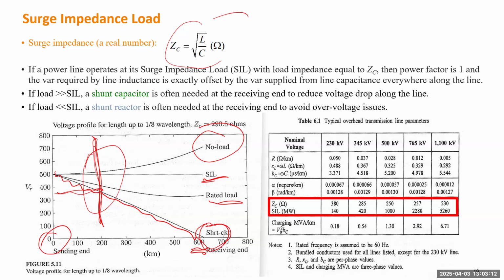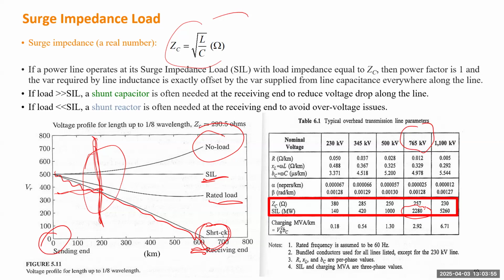But based on this table, if you have a 765 kV line, that's a very high voltage line. The surge impedance load is 2,280 megawatts. You cannot believe it, maybe if you can build this very long transmission line, they're delivering 2 gigawatts of load from one point to another point. But what if the load decreases or the line needs to be open? Voltage can be very high. So overvoltage issues can be more common for high voltage long transmission lines.